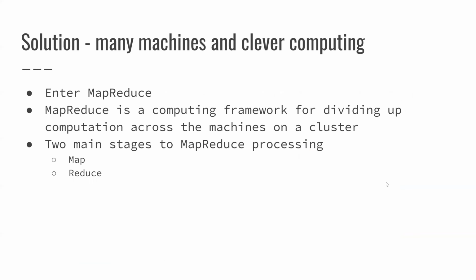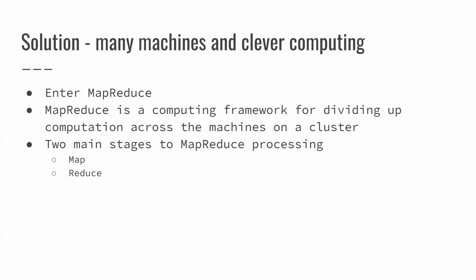But the solution isn't just many machines, and this is one of the key things. It's also the idea of clever computing. When I say clever computing, I'm talking about a specific thing called MapReduce, which was introduced back in 2004, 2005. That article that Facebook is talking about describes one of the earlier applications of it, to process all their data.